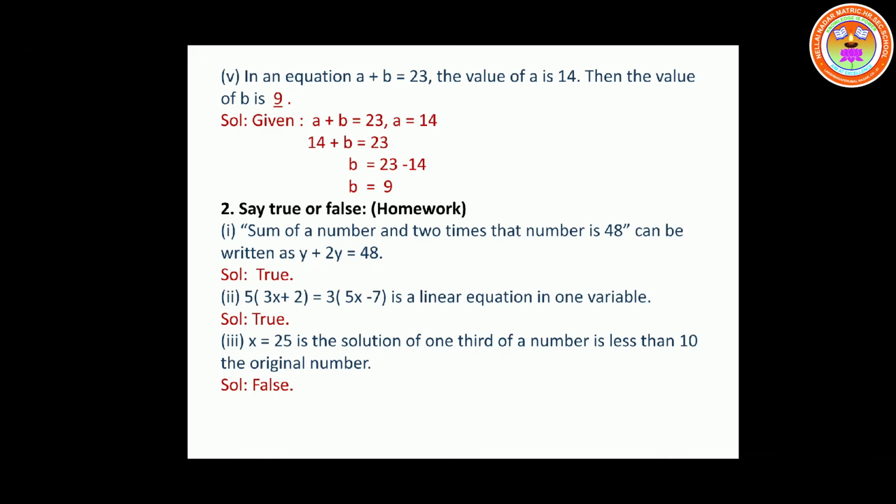So let me take the solution. Given a plus b is equal to 23, a is equal to 14. Now in the given equation, I am going to substitute the value of a is equal to 14. So the equation becomes 14 plus b is equal to 23. Now transpose 14 to the other side. Therefore you have b is equal to 23 minus 14. 23 minus 14 is nothing but 9. So therefore the value of b is 9.